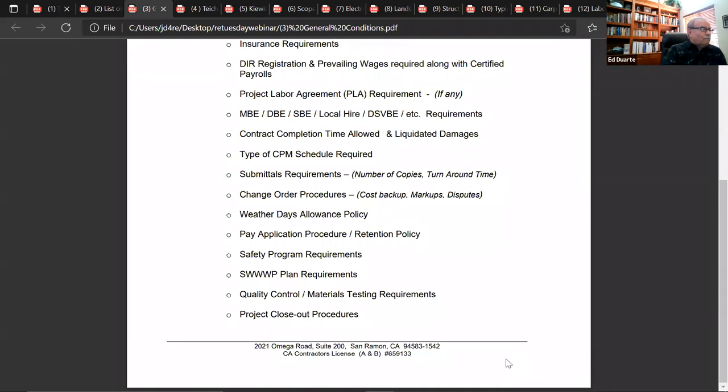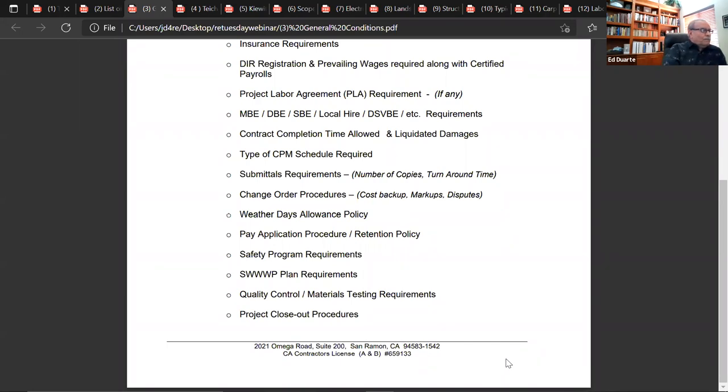The markup for both the general and the sub is always specified in the contract, in the specifications, under general conditions, paragraph concerning change orders. There's a weather day allowance policy whereby they judge what constitutes a rain day and what constitutes a mud day, and what doesn't allow that. And it can get very complicated.